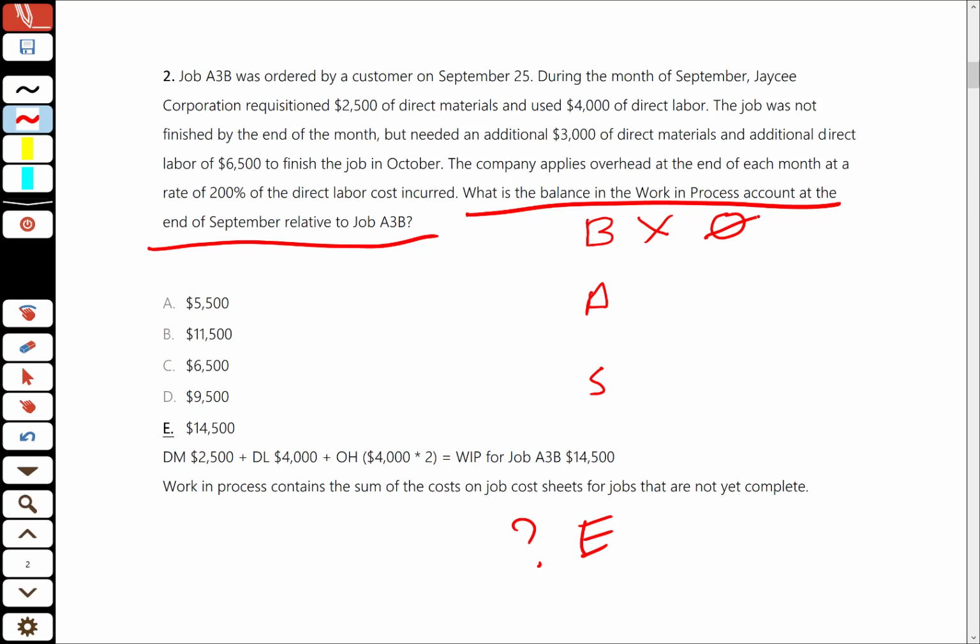And then when we started it, we did what? We added direct materials of 2,500. And then we took some direct labor of 4. Okay. And then the job was not finished but needed an additional 3,000. So what in the hell is going on with this problem?